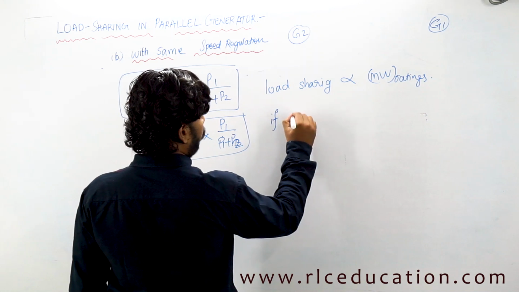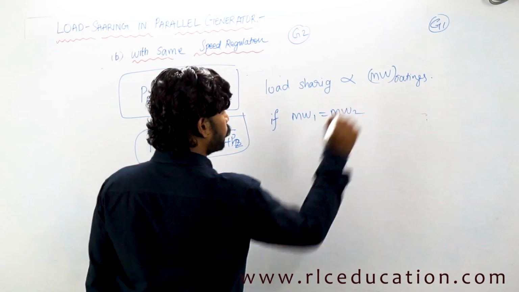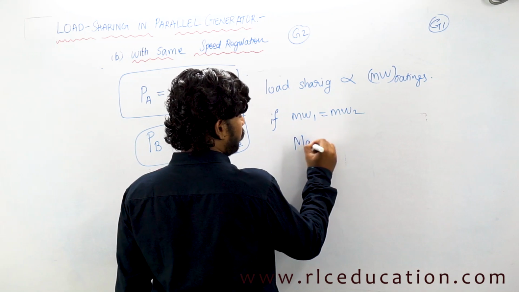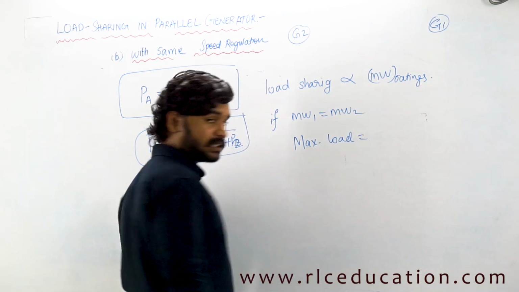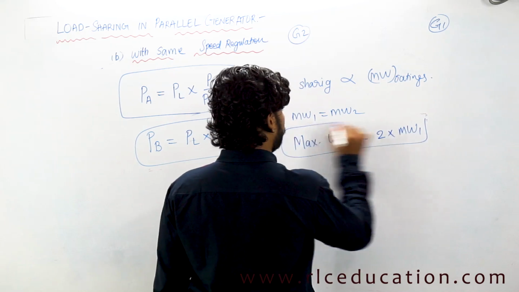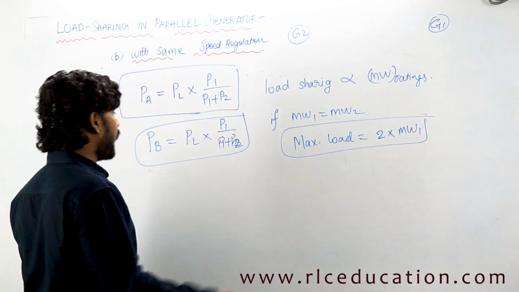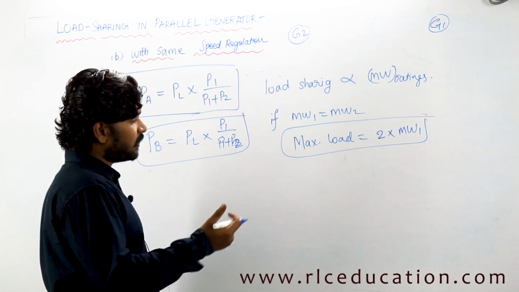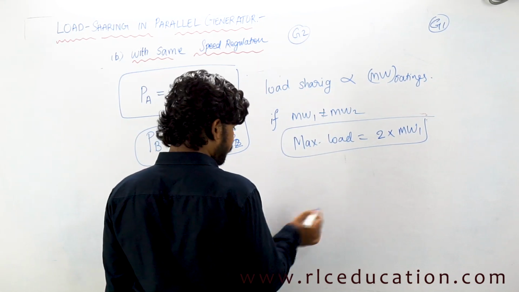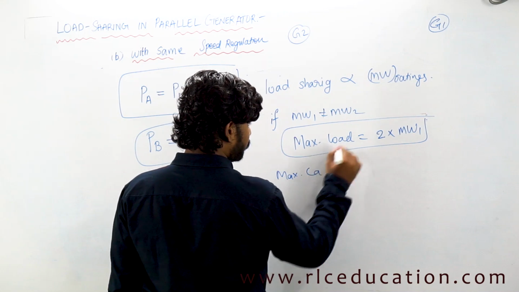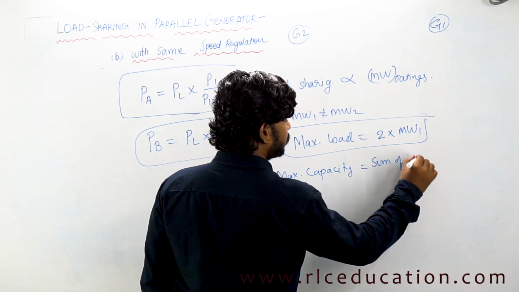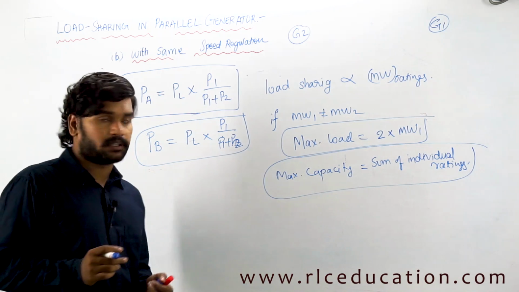Suppose the megawatt rating of generator 1 is equal to the megawatt rating of generator 2, that means both generators are rated at the same value, and the speed regulation is the same, then the maximum load that can be supplied by this set without overloading would be equal to 2 times the generator 1 rating. Now if the generators have different ratings, what is the maximum load that can be taken? Even if the generators have different ratings, the maximum capacity or maximum load that can be taken by the system would be equal to the sum of individual ratings. So this much would be enough for this concept of speed regulation.